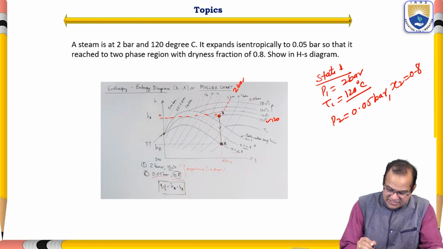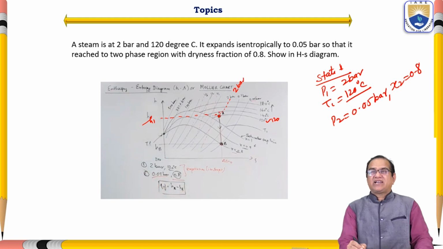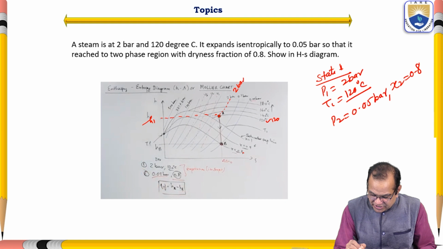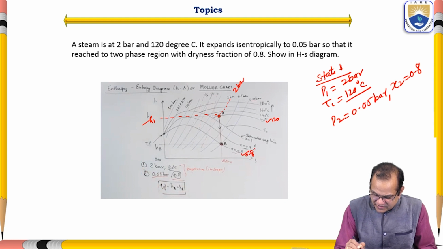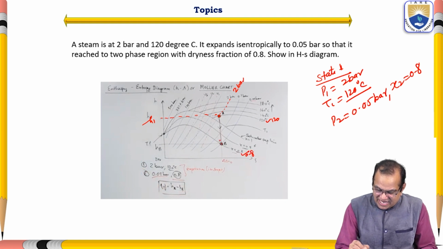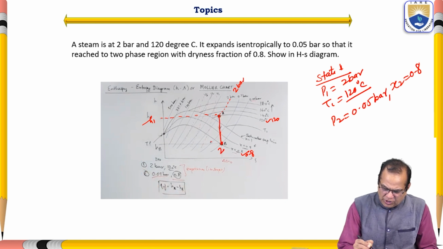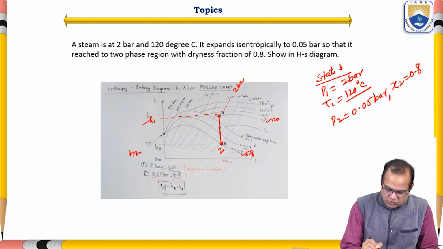So you get here this is H1, I am writing H1, and from here it is isentropically expanded up to 0.8. So here is 0.8. In this line you draw a vertical line from here to here like this. So you get this 0.2. So here you get H2.